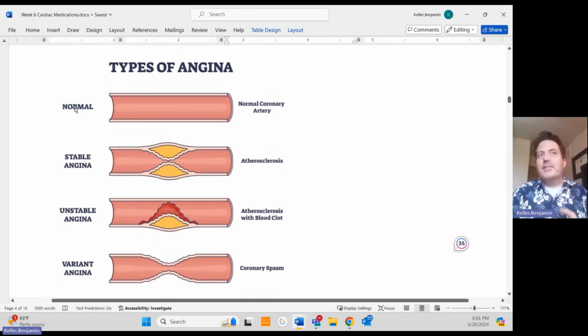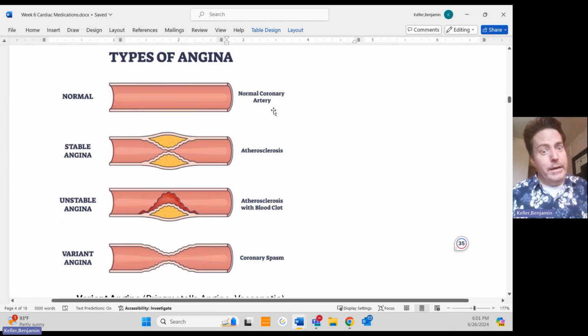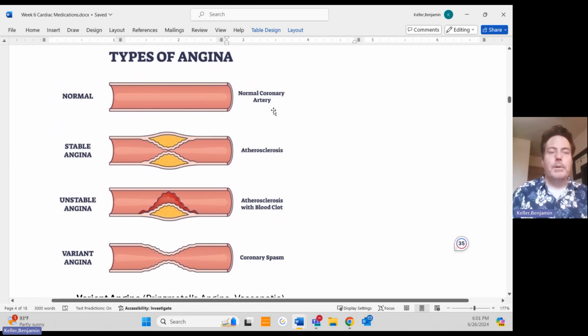So here at the top you have a normal coronary artery, and these are the arteries that feed the heart, the coronary arteries. That's why I say don't have a coronary. That's where it comes from.